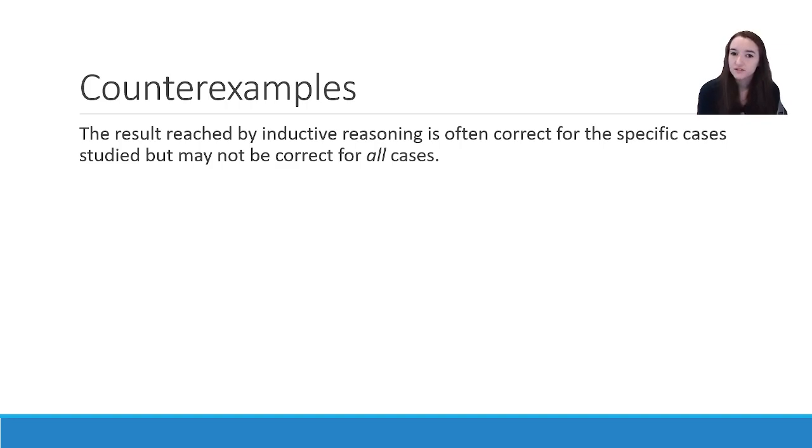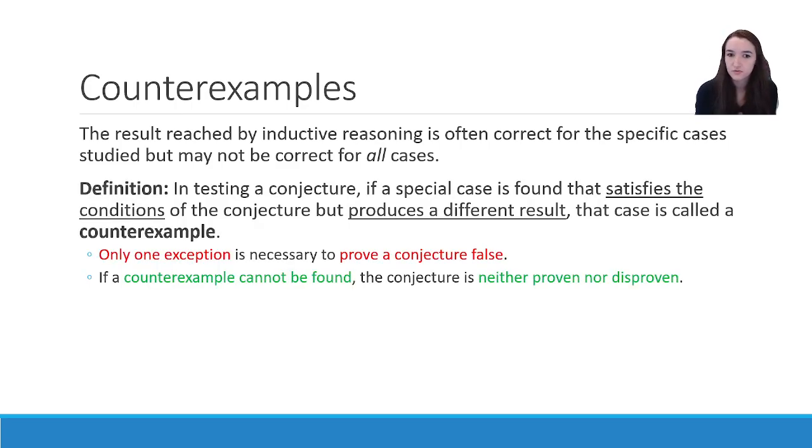The result reached by inductive reasoning is often correct for the specific cases studied, but may not be correct for all cases. If you come up with that one case that doesn't work, or maybe there's many cases that don't work, but you come up with one of those, that's called a counterexample. So in testing a conjecture, if a special case is found that satisfies all the conditions of the conjecture, but produces a different result, that case is called a counterexample. We only need one exception to prove a conjecture is false. If a counterexample cannot be found, the conjecture is neither proven nor disproven.